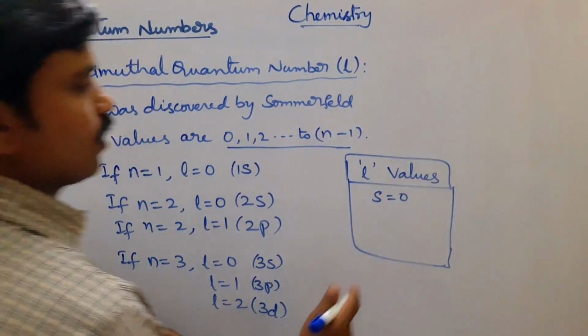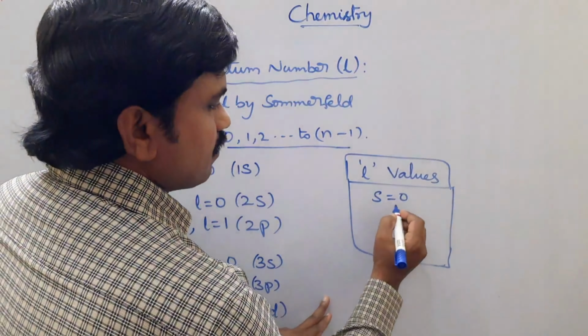So in case of any s orbital, L value is 0, any p orbital L value is 1, any d orbital L value is 2, and any f orbital L value is 3. So these are the L values of s orbital, p orbital, d orbital, and f orbital. The azimuthal quantum number value for s orbital is 0, for p orbital 1, d orbital 2, and f orbital 3.